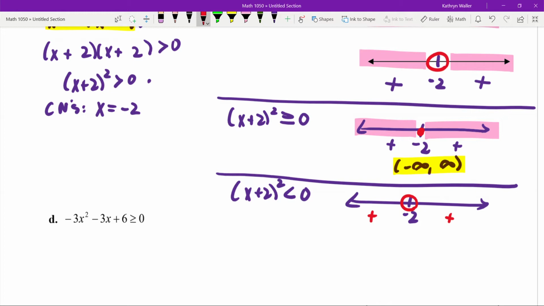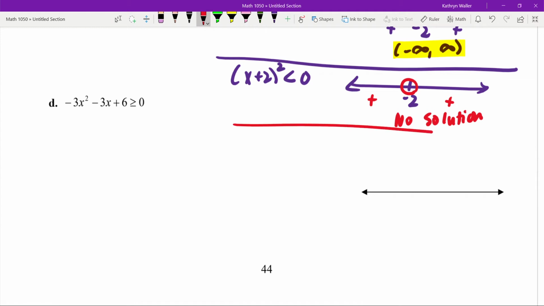What's the answer? Why is it not negative 2, though? I've got a negative 2 there. It's not a solution, right? It's an open circle. So this would be no solution. Okay, one more scenario I want to throw, and then we're going to the next one. x plus 2 squared is less than or equal to 0.